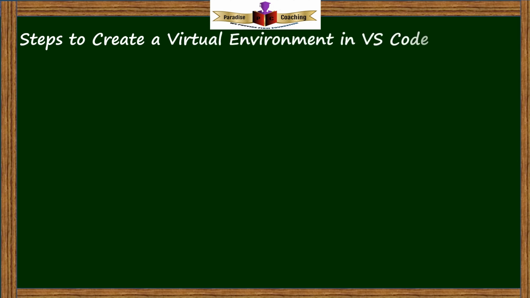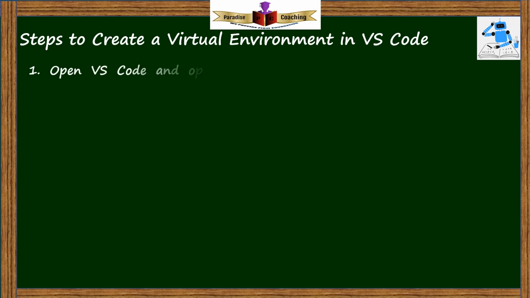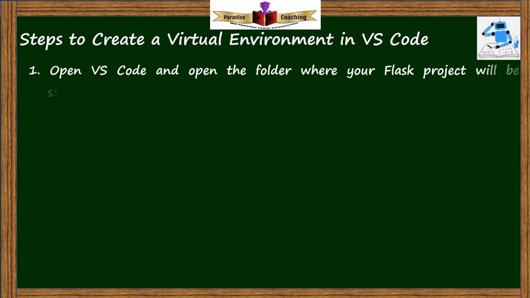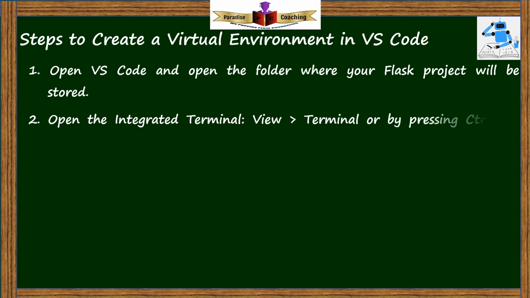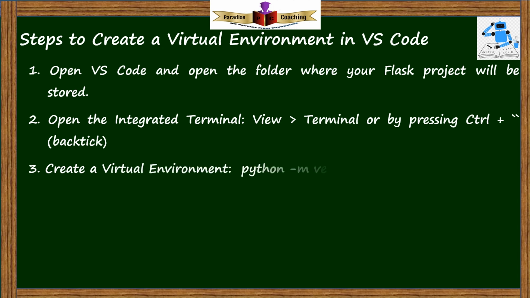Steps to create a virtual environment in VS Code. 1. Open VS Code and open the folder where your Flask project will be stored. 2. Open the integrated terminal. View, Terminal, or by pressing Ctrl+backtick. 3. Create a virtual environment. python -m venv.